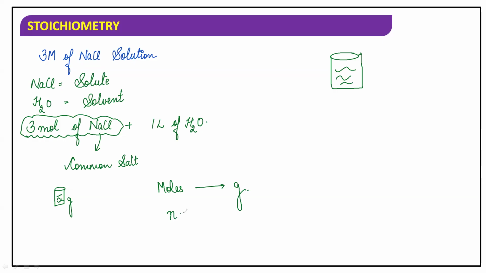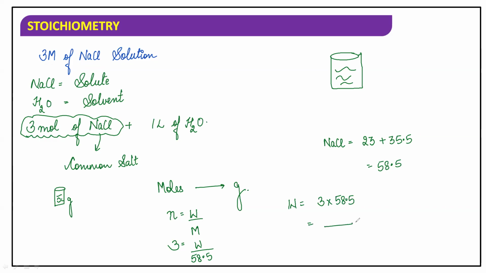We have a very basic formula. Mole is equal to given mass upon molar mass. So I have given moles, that is 3. And what is the molar mass of NaCl? Any one of you? What is the molar mass of NaCl? Please reply. Mass of sodium is 23. 58.5, yeah, 58.5, correct. So if you put here 58.5, your weight will come out to be 3 times 58.5. Can you tell me what will be the answer?